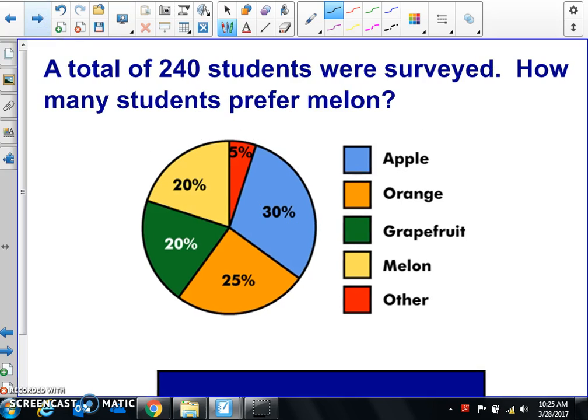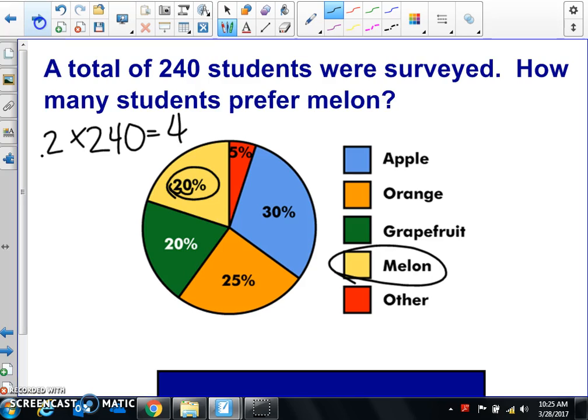Okay. How many students prefer melon? Remember, this is the exact same graph, so don't redo it. Melon is in yellow. That's 20%. So I double dip to make that 0.2. I times it by 240, and that gives me 48 students.